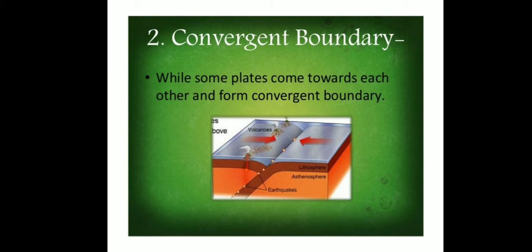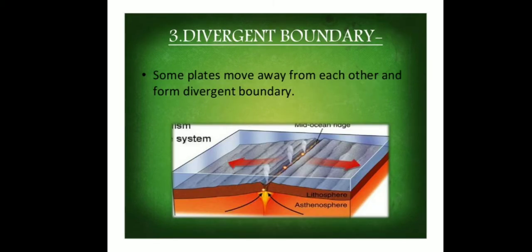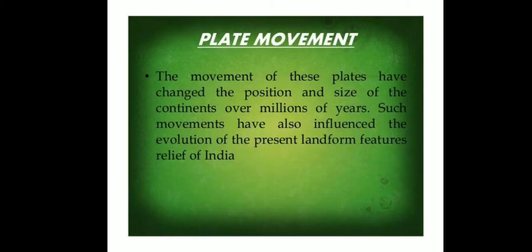आफ्टर दैट वी हैव कन्वर्जेंट बाउंड्री. इसमें क्या होता है, वाइल सम प्लेट्स कम टुगेदर ईच अदर, मतलब एक दूसरे के पास में आ जाती हैं और उन दोनों के पास में आने से बीच में जो गैप बनता है उसे कहते हैं कन्वर्जेंट बाउंड्री. After that, we have divergent boundary. In this, some plates move away from each other. मतलब प्लेट्स आपस में एक दूसरे से अलग हो जाती हैं, तो डाइवर्ज हो जाती हैं. तो उस अलग होने के प्रोसेस में जो बीच में दरार बनती है, गैप्स बनते हैं, उन्हें कहते हैं डाइवर्जेंट बाउंड्रीज.